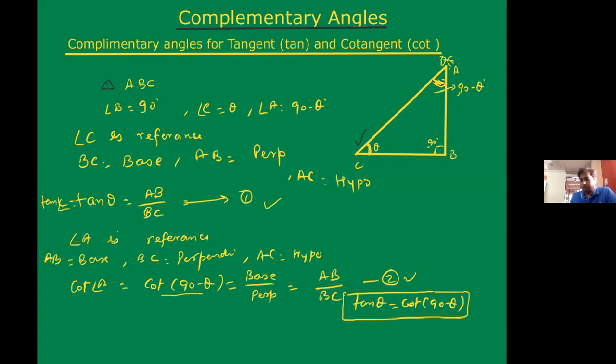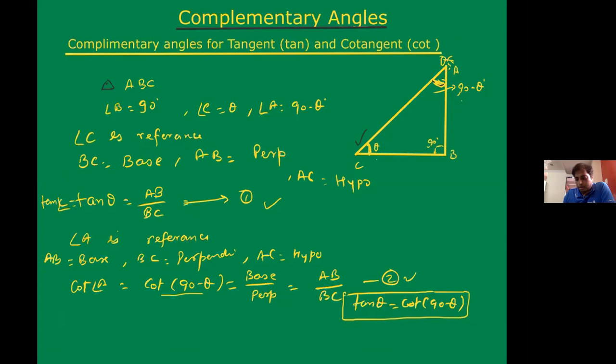So this is the relationship. Whenever there are two acute angles, angle C is theta degrees and angle A is the other acute angle, 90 minus theta. So when you consider the angle theta, tan theta is equal to the cot of the other acute angle. So cot 90 minus theta equals tan theta. Similarly, cot theta equals tan 90 minus theta.